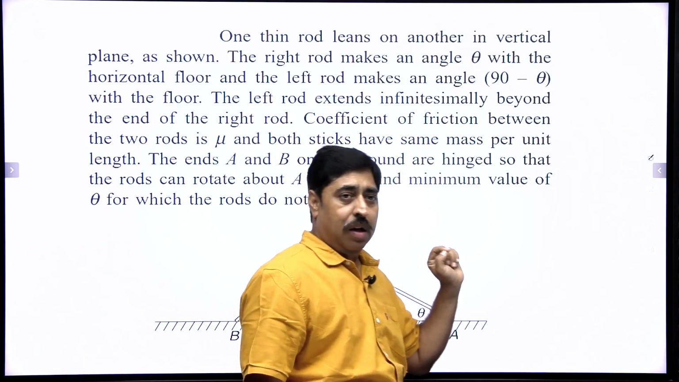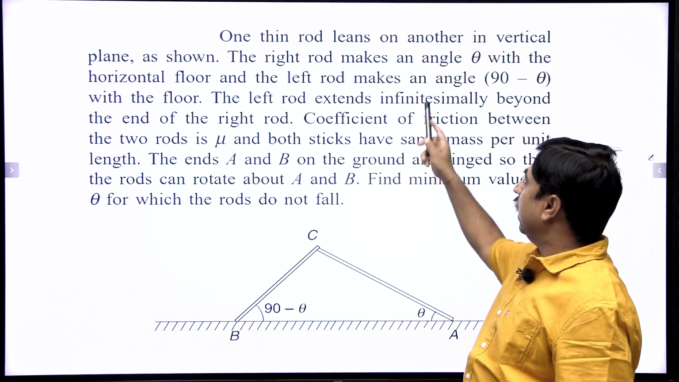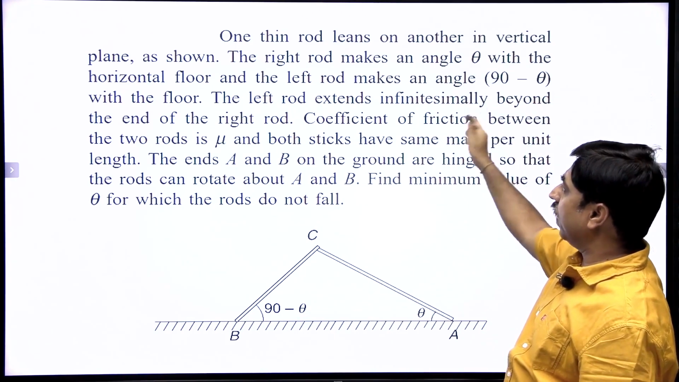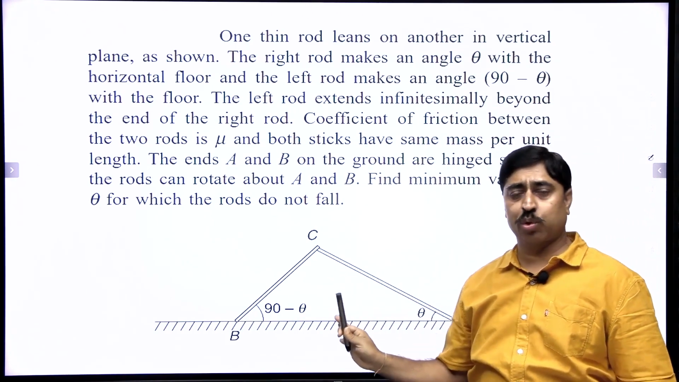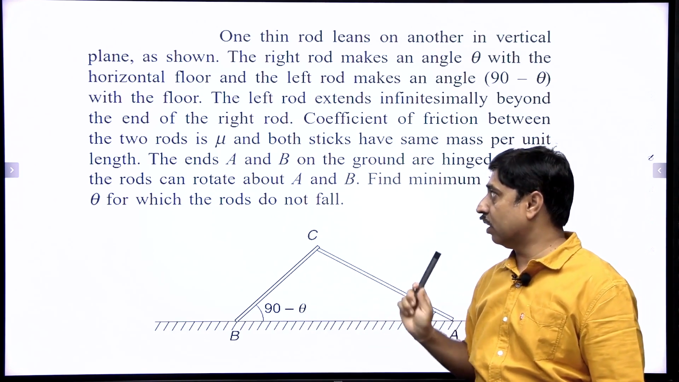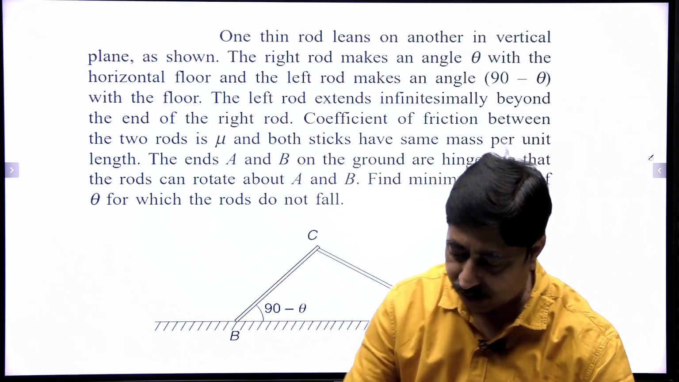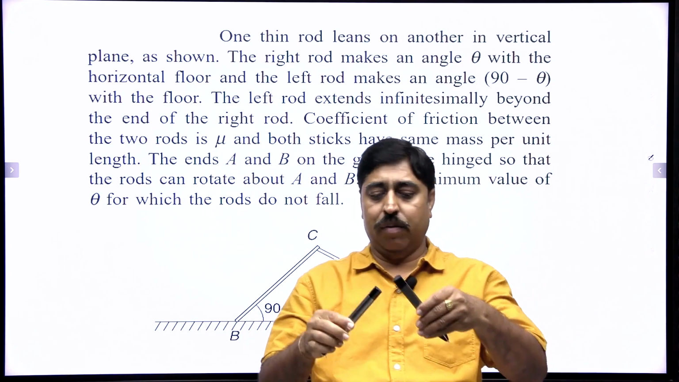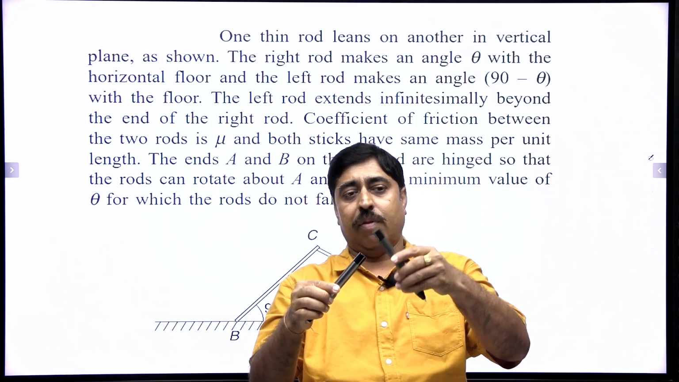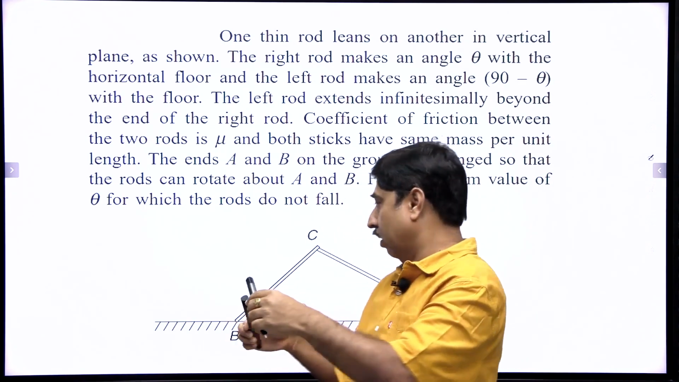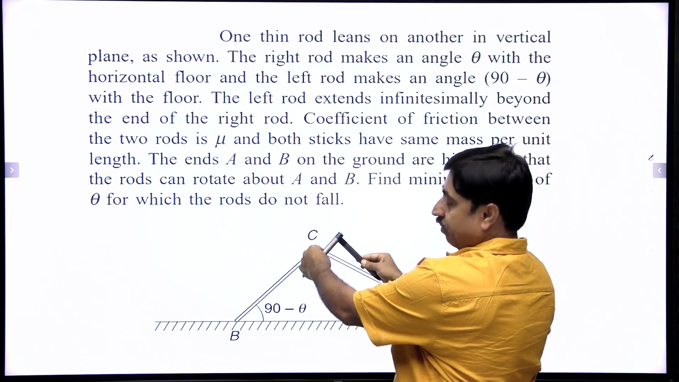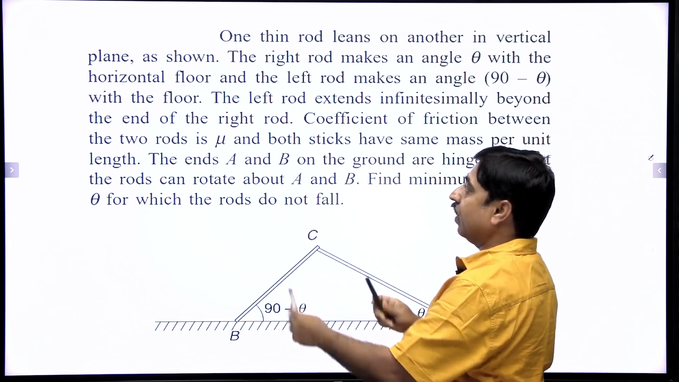One thin rod leans on another rod in a vertical plane as shown. This diagram shows two rods. This is one rod, this is another rod. Or these two rods have been placed on a horizontal plane like this. One rod is leaning over the other rod. The situation is exactly like this. Okay. This rod is leaning over the other rod.